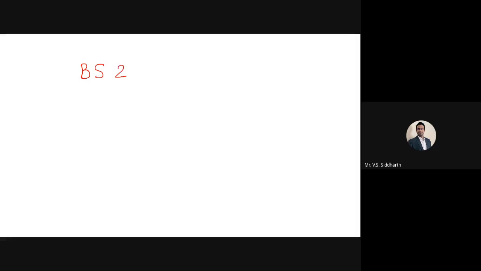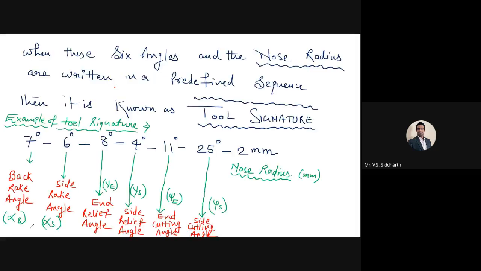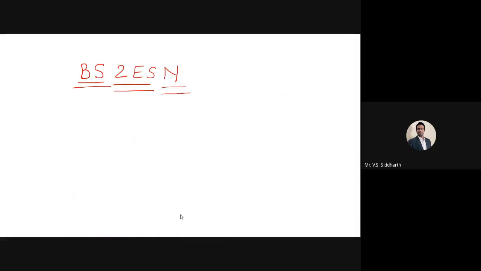BS 2 times of ES N. If you remember this one line, because this is very important, in the exam they ask you to write down the tool signature in ASA system. What is that ASA system? I will explain. So they will ask you what is the tool signature. If you don't remember this predefined order, if you just interchange end and side, then your answer will be wrong. For that purpose you remember this BS 2 times of ESN.